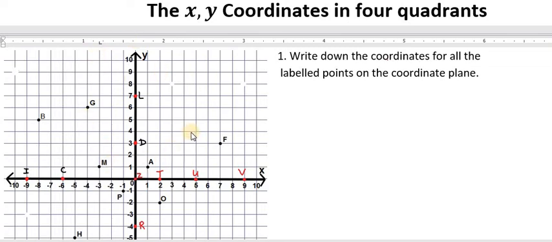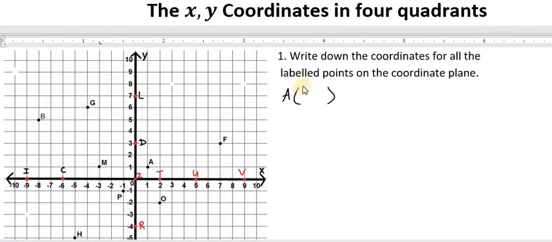So we have what is known as the coordinate plane, which the y-axis and x-axis divide into 4 quadrants. Each point has an x location as well as a y location. The instruction tells us to write down the coordinates for all the labeled points on the coordinate plane. This section here is quadrant 1.